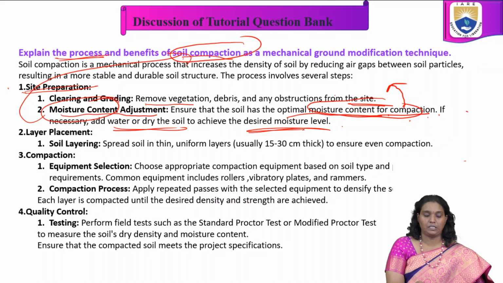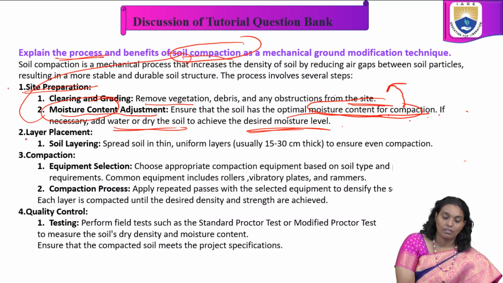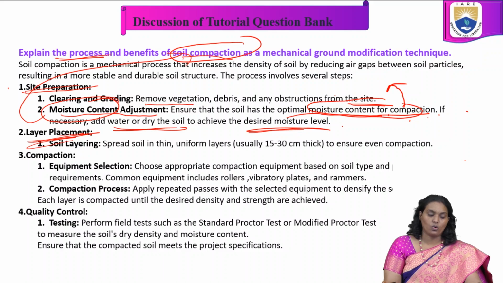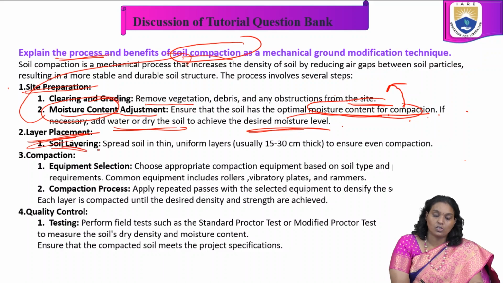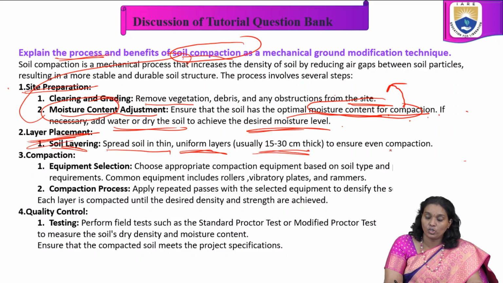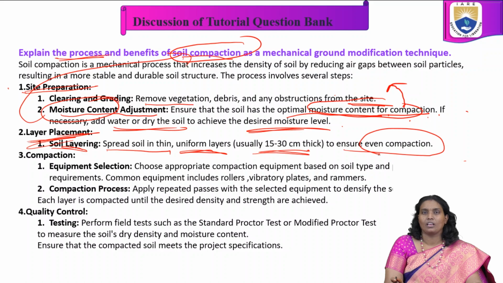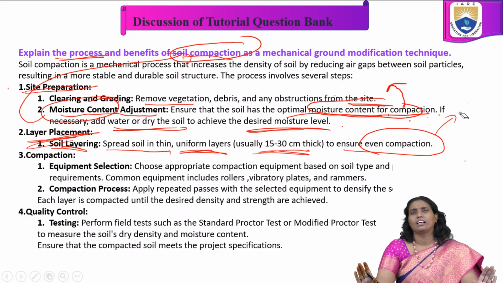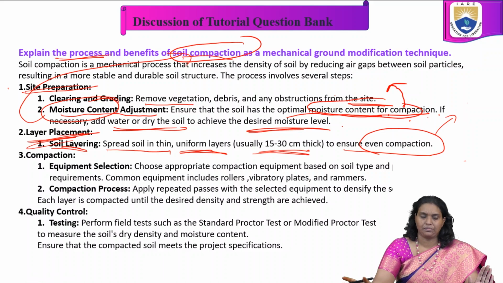Now layer placement. In compaction, the next process is layer placement. So soil layering: spread soil in thin, uniform layers, usually 15 to 30 mm thick, to ensure even compaction. Getting even compaction is also one of the terminologies we use in soil compaction. So like that we have to understand. In other techniques, they have their own terminology.